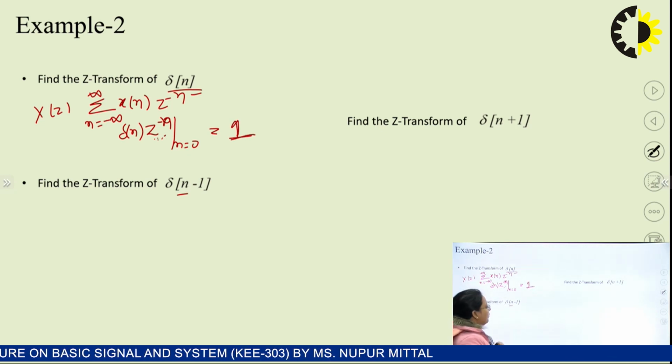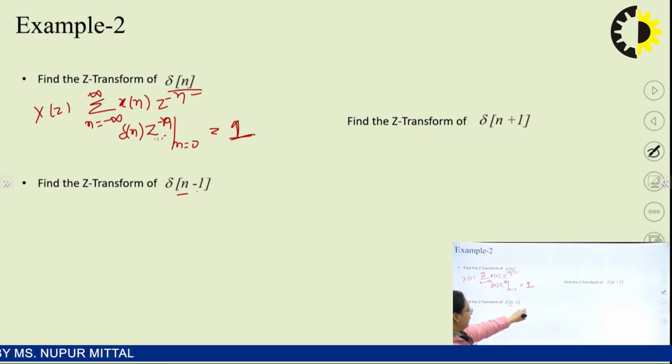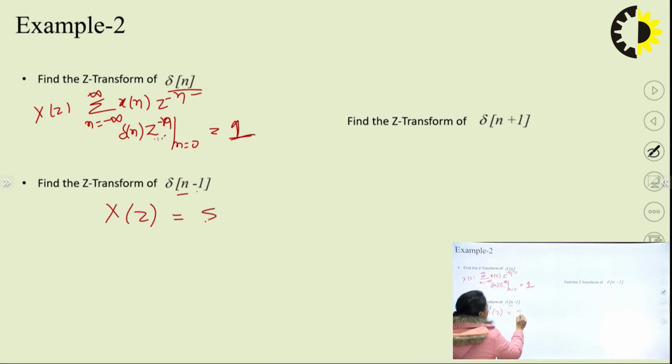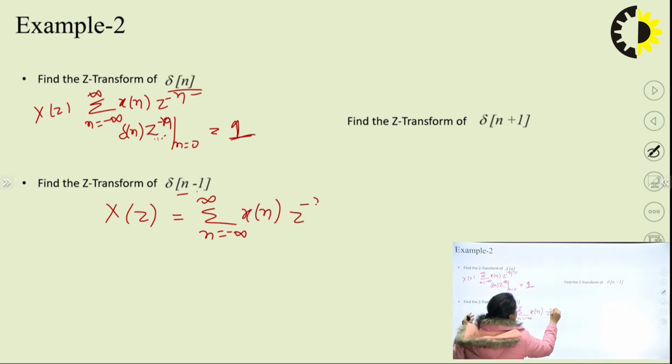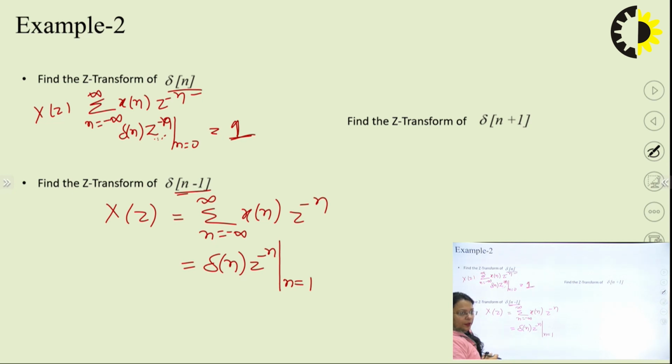Okay, so the Z transform of the impulse function will be 1. But if the impulse function is shifted by 1 in the right direction, then X(z) will be equal to... now here, delta is defined only at n equals 1 for n minus 1, right? So I can say delta(n-1) z to the power minus n will be defined only at n equals 1. So in this case the value of z raised to the power minus 1 can be written as 1 upon z. So this is the value of X(z) here.